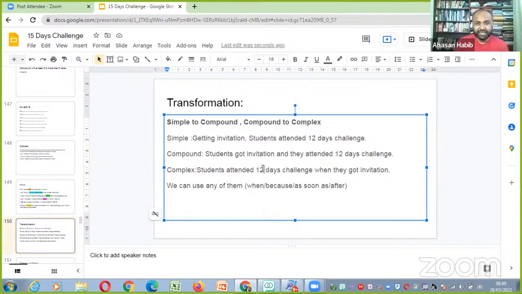I studied at Birmingham City University. Paying tuition fees. I studied at Birmingham City University, right? So if you like to make this compound sentence, I can say I paid tuition fees and I studied at Birmingham City University. Did you get me?